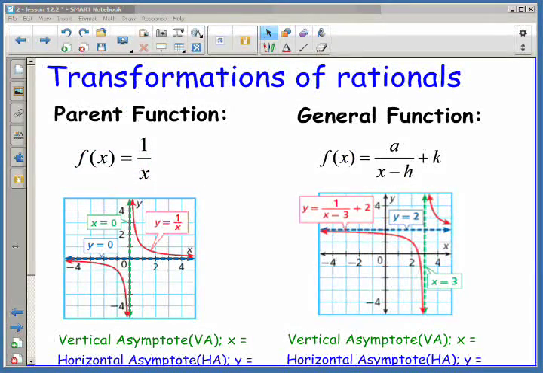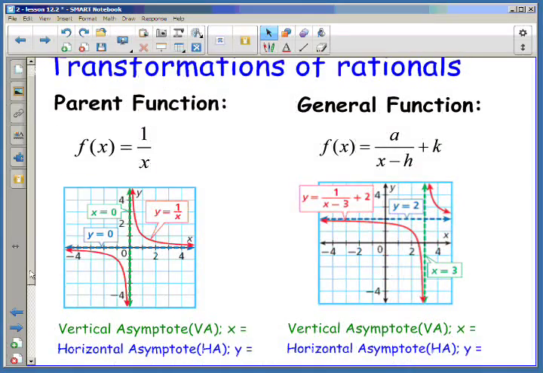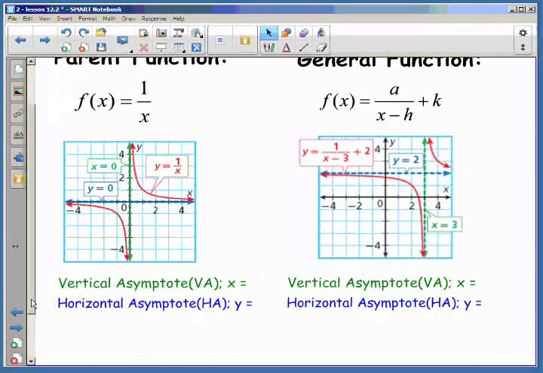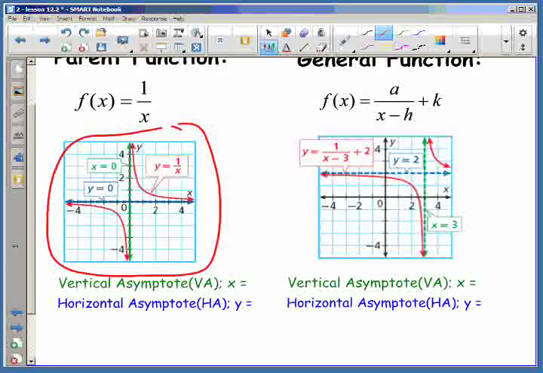And let's take a look at transformations of rationals with this information we understand. We can see that as a parent function, the 1 over x function looks like this graph. We've got a vertical and horizontal asymptote and then the branches. The vertical asymptote occurs at x equals 0 and the horizontal at y equals 0, each of the axes. Now if we shift it left, right, up, or down, the h will be the amount we shift to the left or right, and the k is the amount we shift up or down.